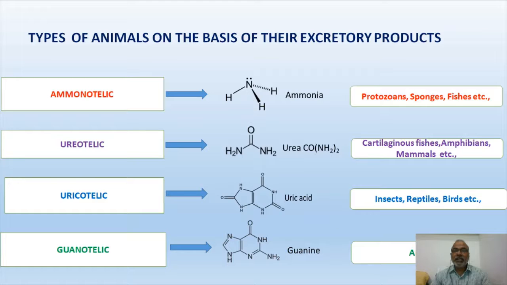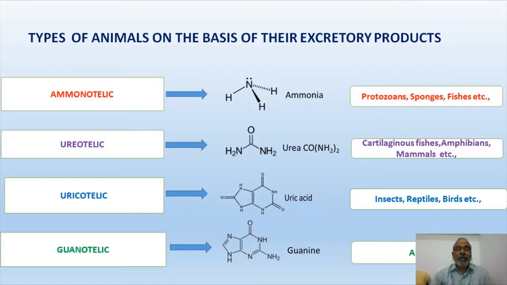And the examples are cartilaginous fishes, amphibians, mammals, etc. Certain amphibians, if you see, the larvae are living in water and adults are living on land. So when the stage is in larval development, they excrete ammonia. When the adult stage comes onto the land, then their kidneys modify to eliminate urea. Of course, urea is synthesized in the liver. The urodele larva, when it is in water, eliminates ammonia, and when it comes onto the land, immediately it changes its excretory product from ammonia to urea.